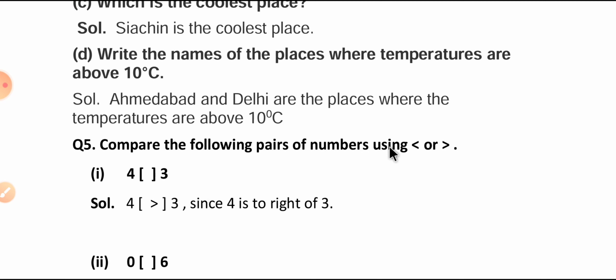Now question number 5. Compare the following pairs of numbers using less than or greater than signs. So 4 and 3. You can see that both numbers are positive.